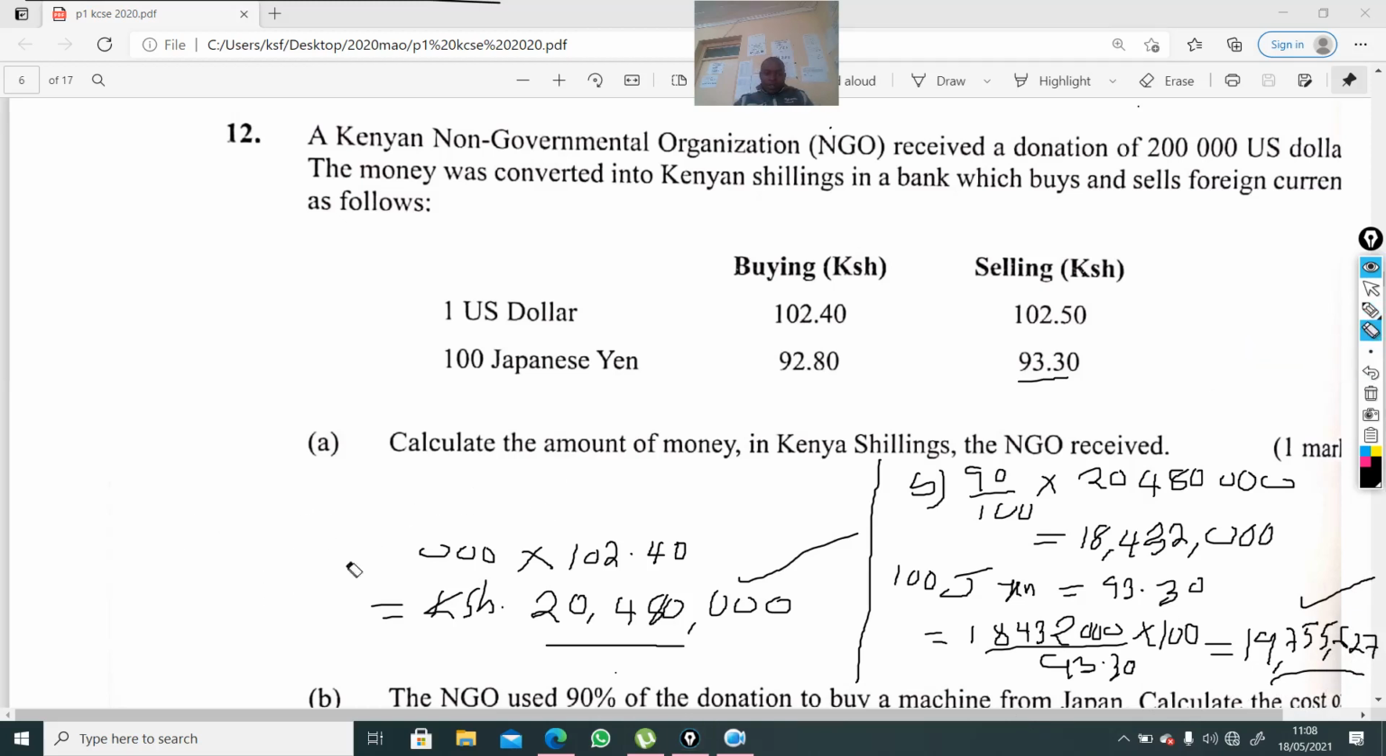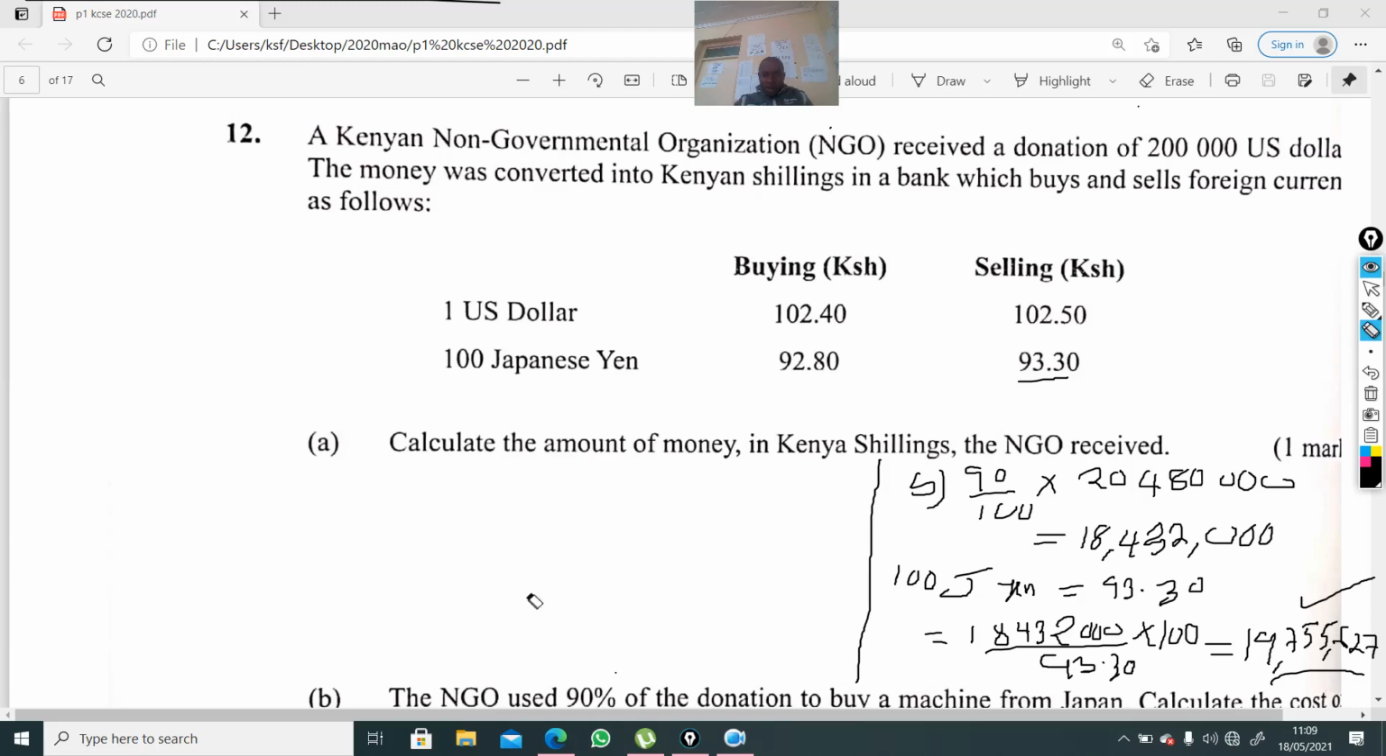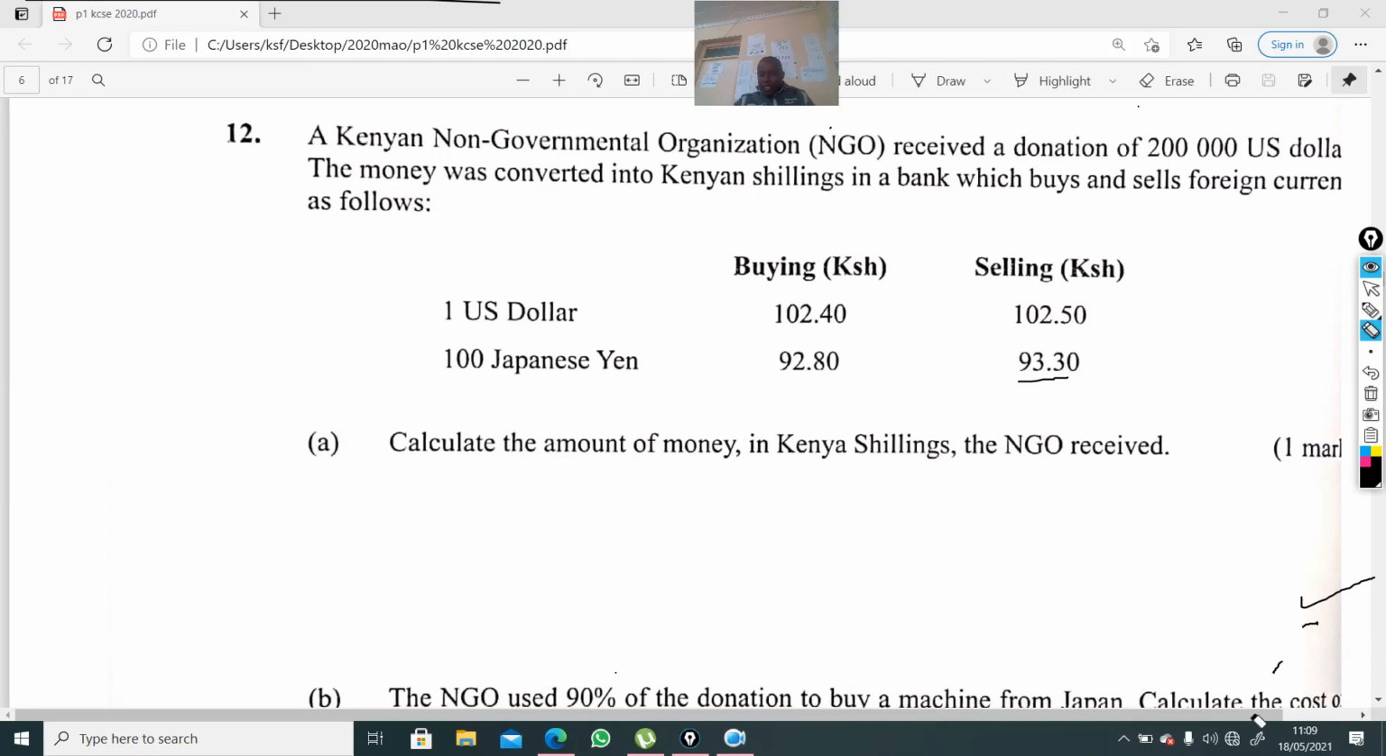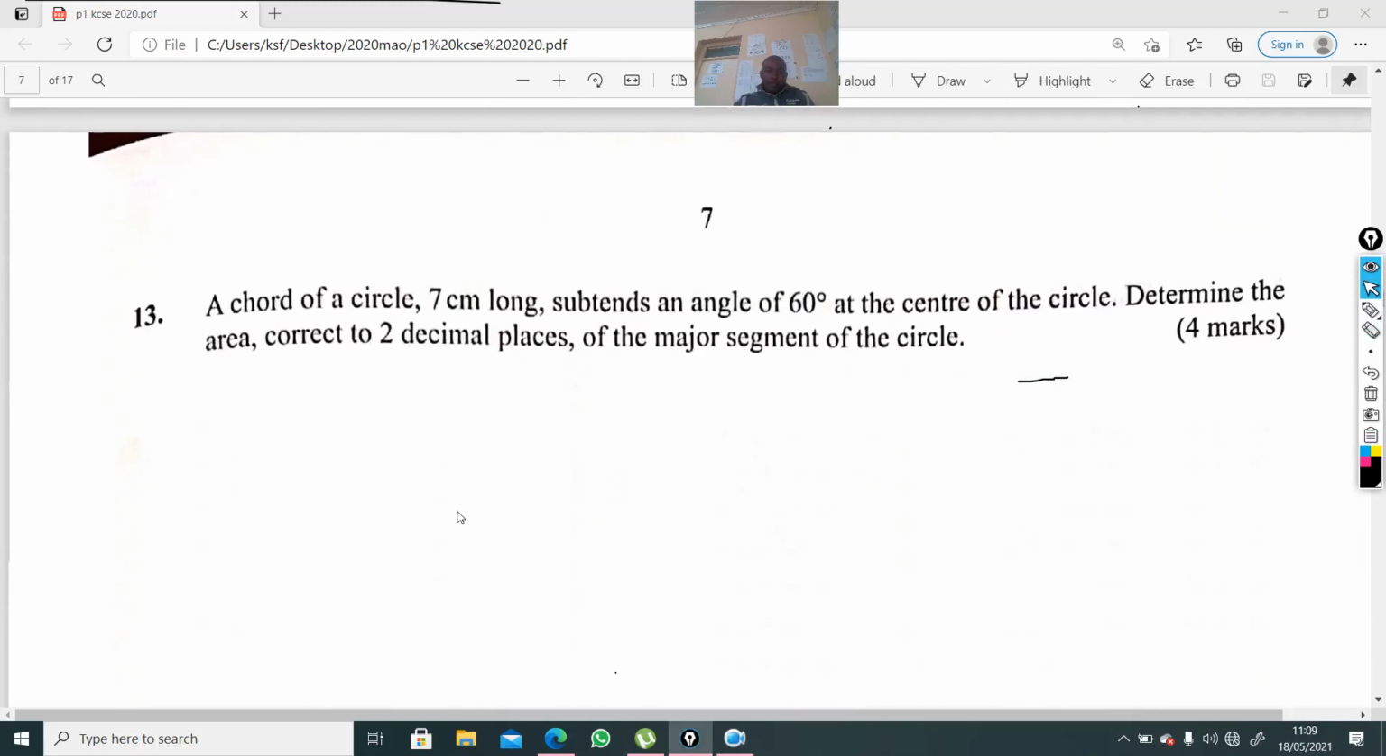The only thing you need to remember here is when to use the selling and when to use the buying. Just know that when you go to the bank with foreign currency, the bank will buy from you. When you go with local currency and you want the foreign, the bank will sell to you. So if you understand just that, you are done with this question. We go to the next question, number 13.